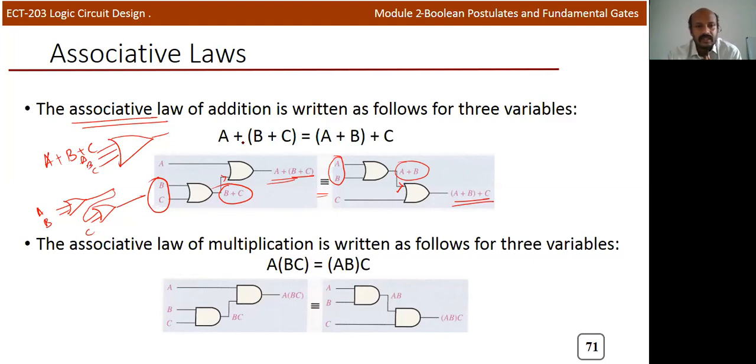So this is associative. Either you can perform B plus C first, then you can add A, or you can perform A plus B first, then you can add C. So you'll get exactly the same. The same operation I can explain in AND also. First you can perform the B, C AND operation, then perform the AND operation with A. Or instead of that, I can first perform the A, B operation, and you can AND with C. So you'll get exactly the same result. You can use the truth table to verify this.